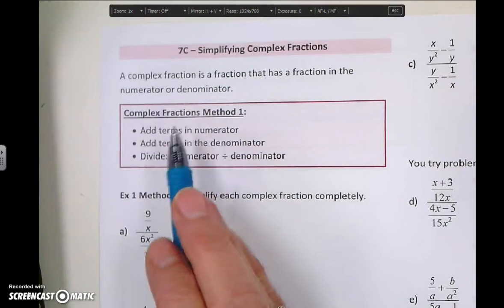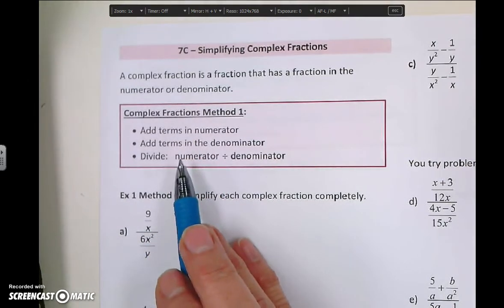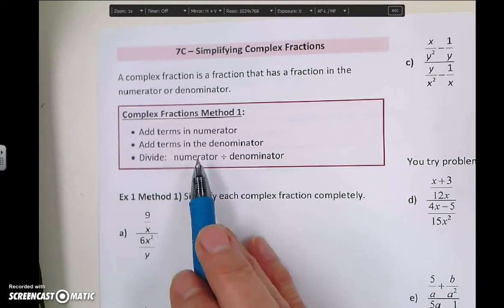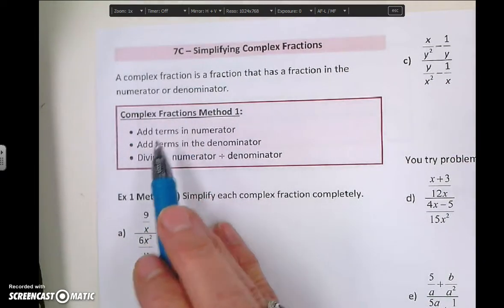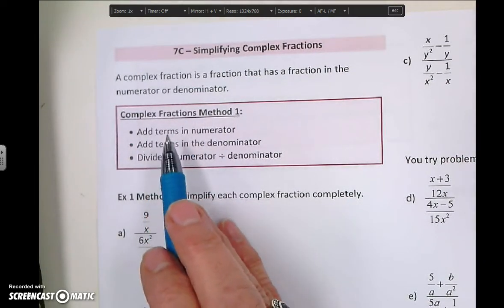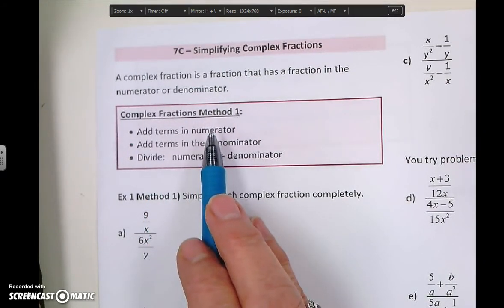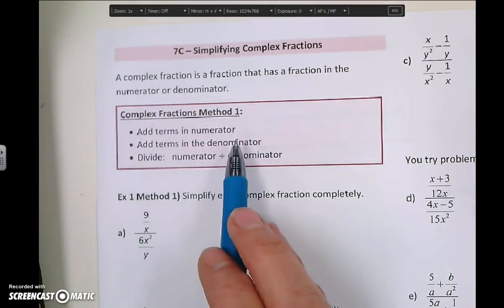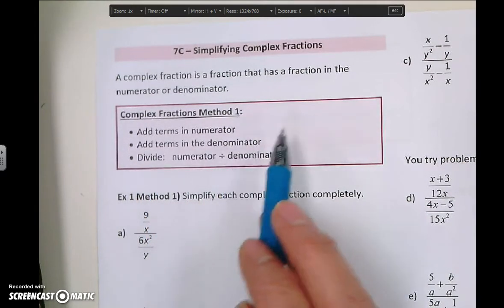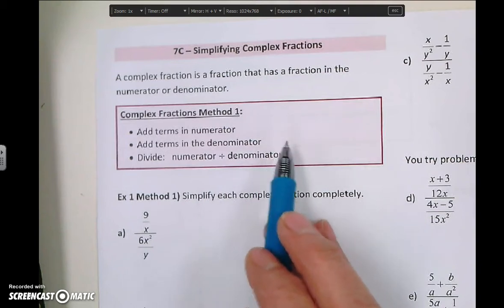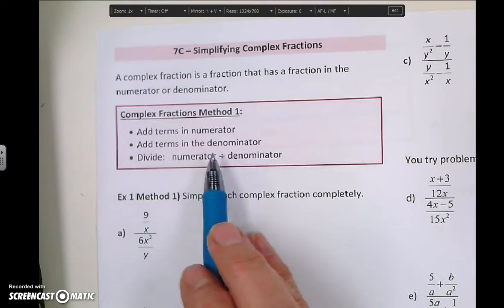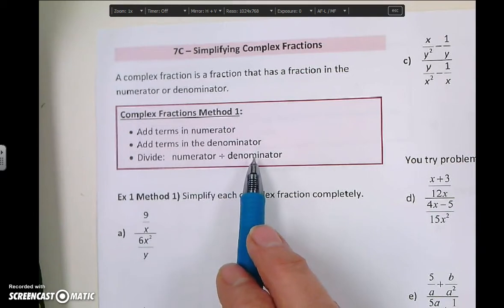There are two methods. This first method is useful in some situations, and some people like it the best because it makes sense to them. The steps are to add the terms in the numerator if there's more than one. If there's more than one, then you're going to add the terms in the denominator. Then once you get it down so you have a single fraction over a single fraction, we're going to divide the numerator fraction by the denominator.